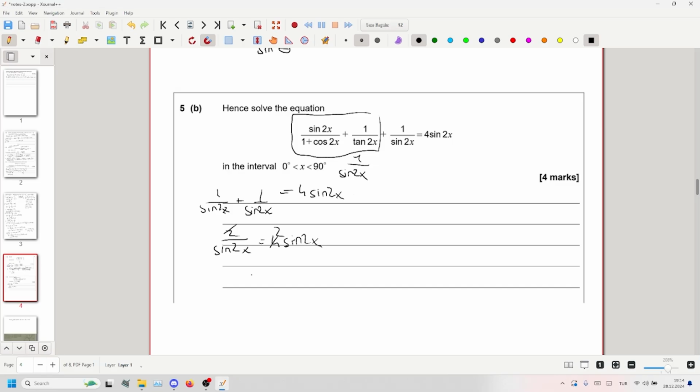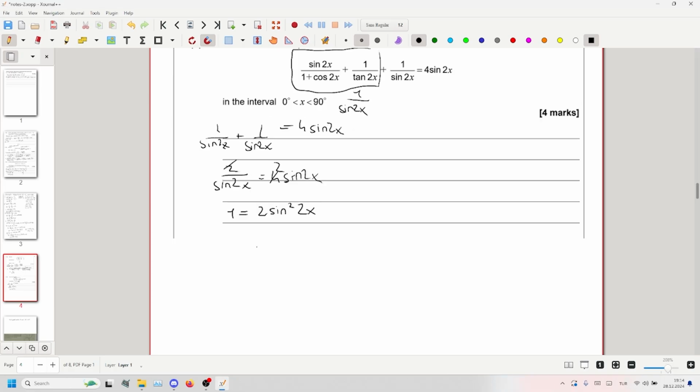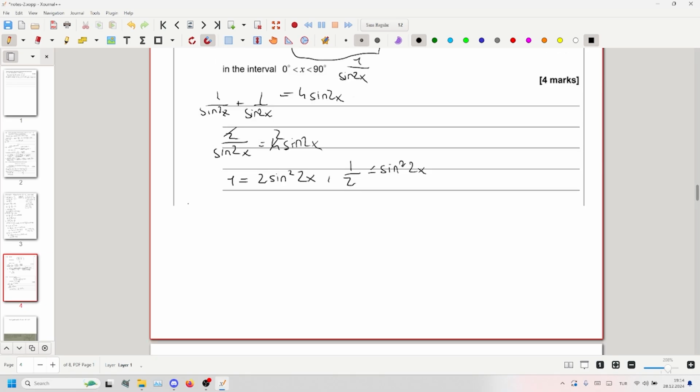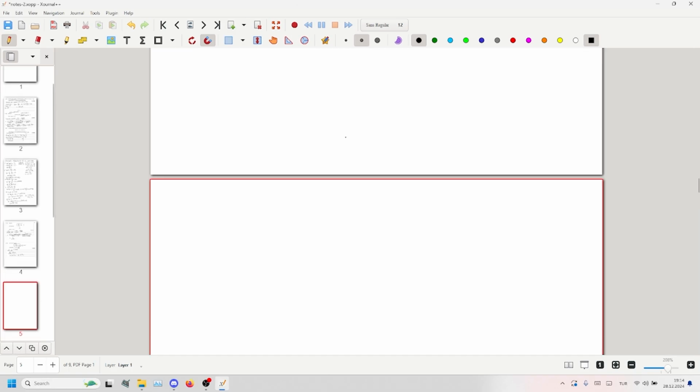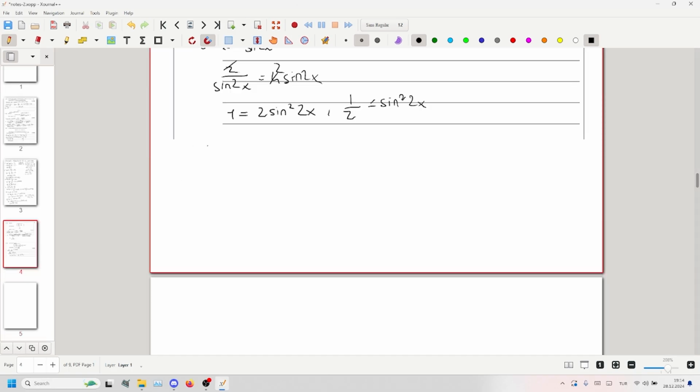We can cancel some 2's, and we get the equation that 1 is equal to 2 times sine squared of 2x. So from this we can get 1/2 is equal to sine squared of 2x. And if we take the square root, we can get 2 equations from this. Let me add another page, by the way. So we'll get that sine of 2x is equal to the square root of 2 over 2, because that's the square root of 1/2, or that the sine of 2x is equal to the negative square root of 2 over 2.